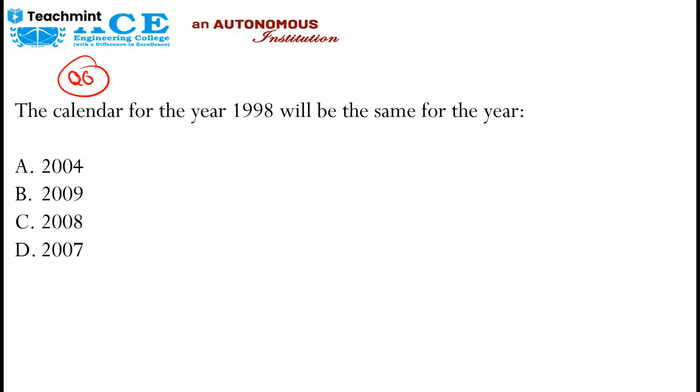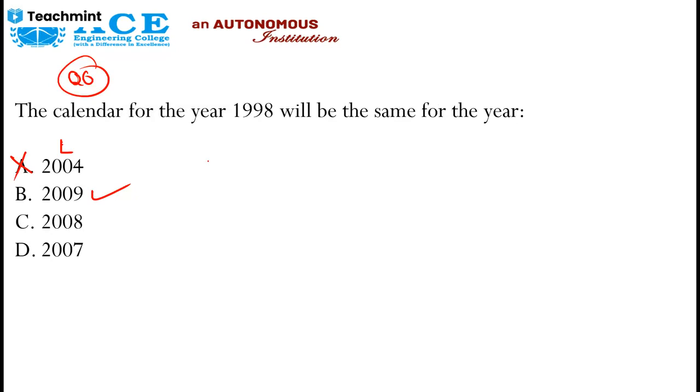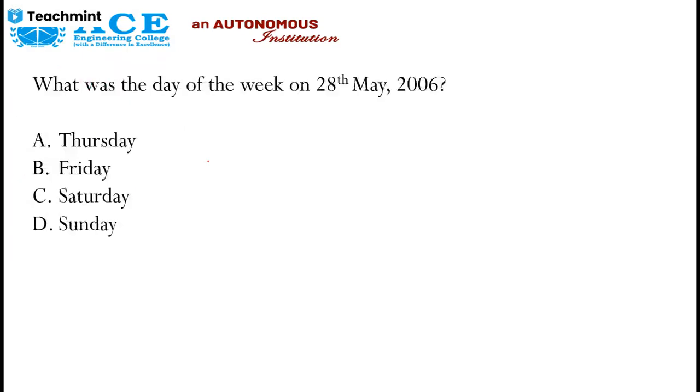1998 plus 6 gives 2004, but that is a leap year, so it is not acceptable. Plus 11 we had to do. 2009 is correct. Already we discussed 1998, 2007, all of this. 1998 plus 6 plus 11 for non-leap years. 2004 is a leap year. Kindly note that point.